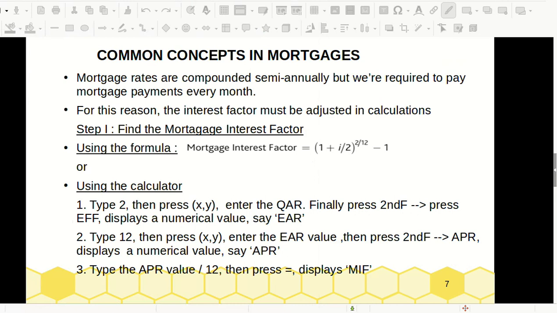This can be done by 2 methods. First is using the formula. So this is the formula. And the second is by using the calculators. So since we are using the calculators, let's see what to do.